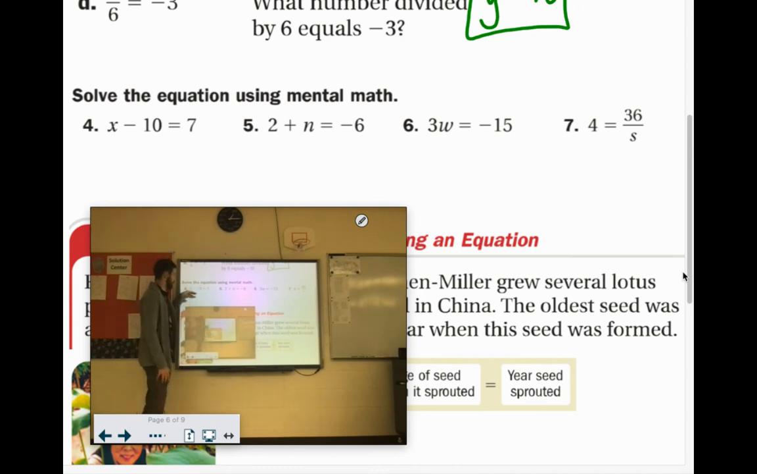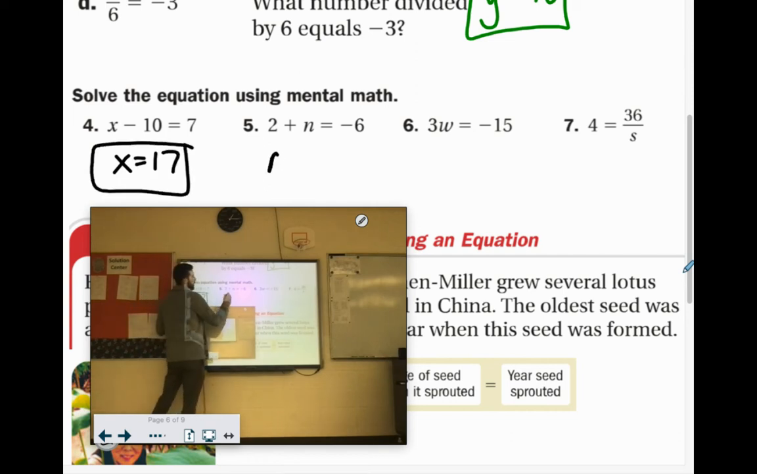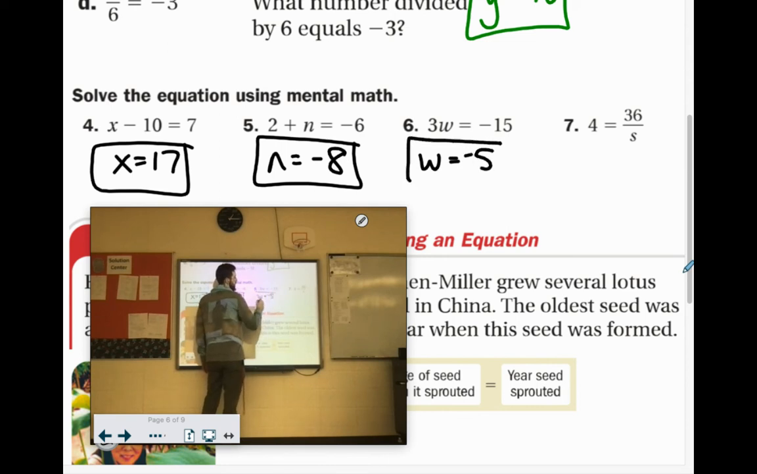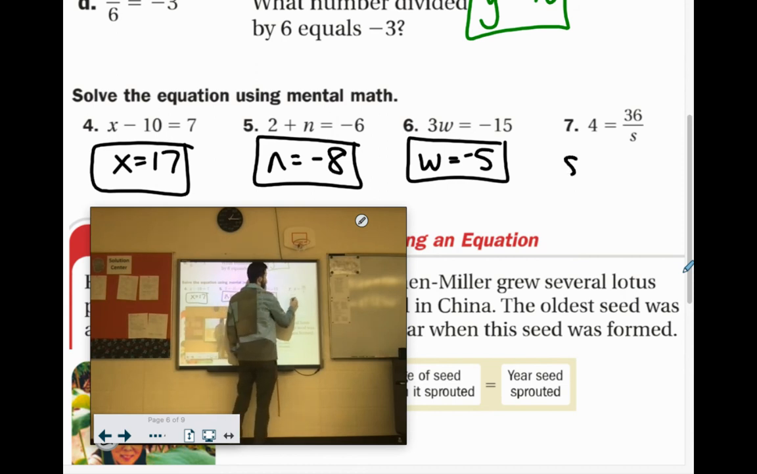So x minus 10 equals 7. That would be 17. 2 plus some number would give me negative 6. Okay, well, it's down to negative. So how far apart are 2 and negative 6? Negative 8. Ooh, I think I might have my pen back. Here we go. X equals 17. N equals negative 8. 3 times something gives me negative 15. Well, that's 3 times negative 5. And 36 divided by some number gives me 4. That would be 9.